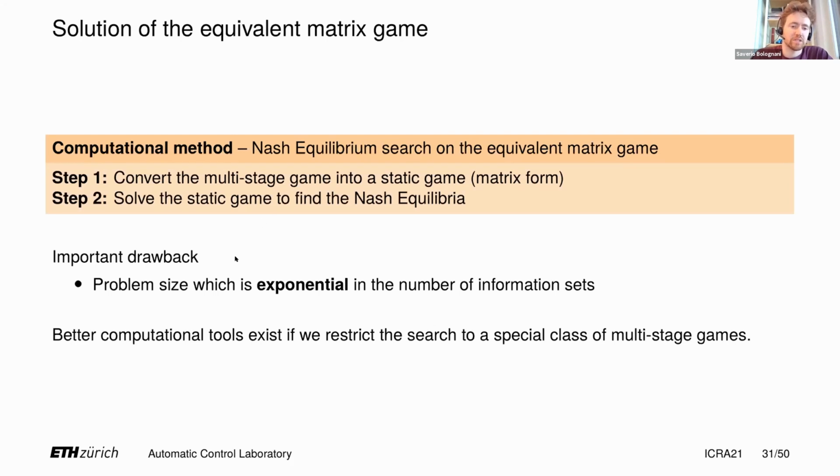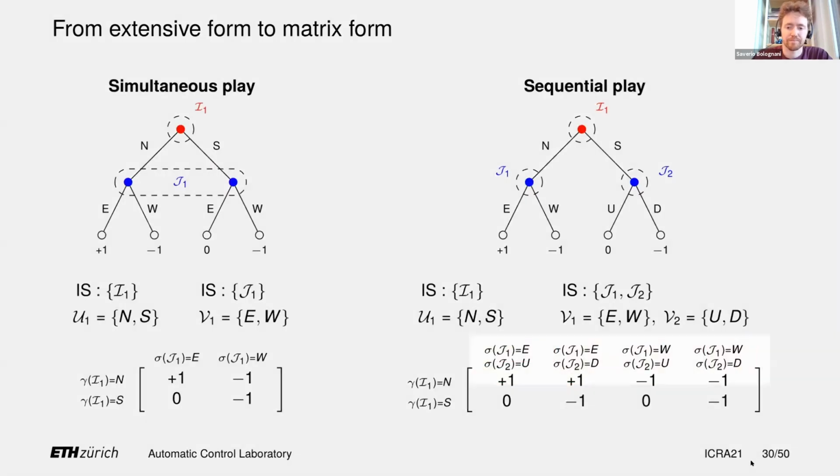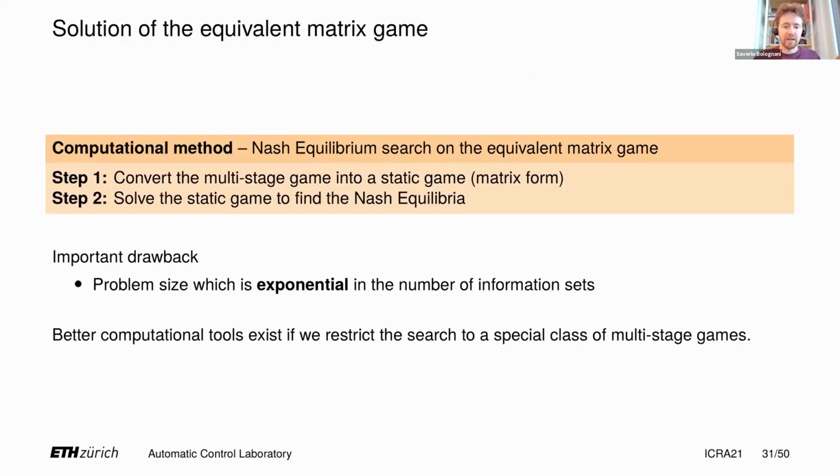Well, the main drawback of this one, which makes it almost always intractable, is that the problem size is exponential in the number of information sets. You saw it here, right? This means that once I start writing this matrix, even if this matrix is only useful to store the game, finding a Nash equilibrium in this matrix may be actually intractable quite soon if the game is big. Okay? And we'll see in the next slides that there are better computational tools if we add a little bit of assumptions to these multi-stage games.